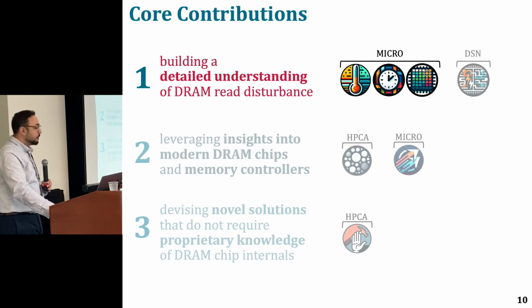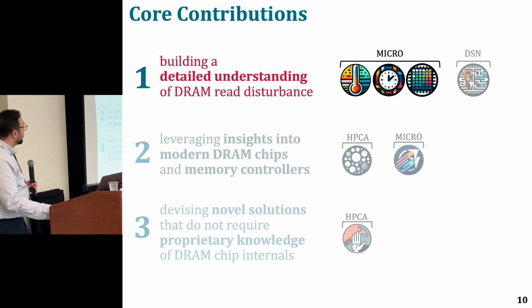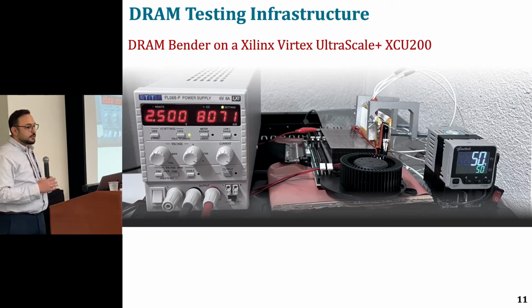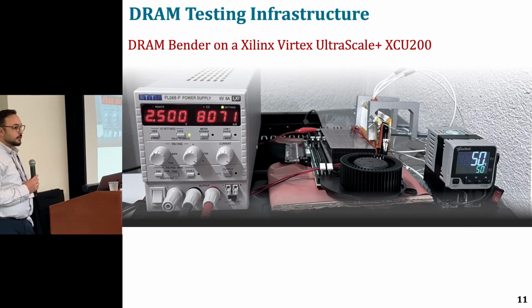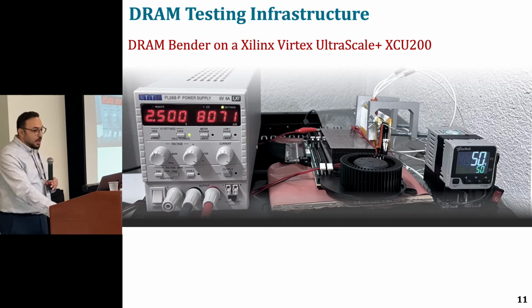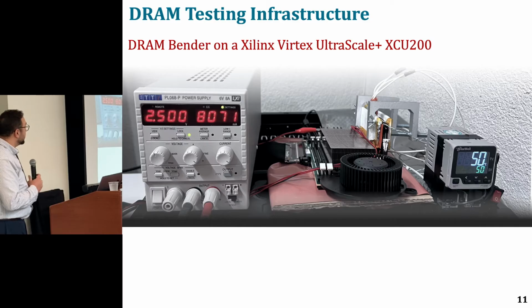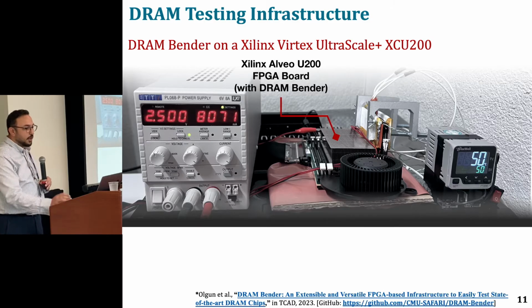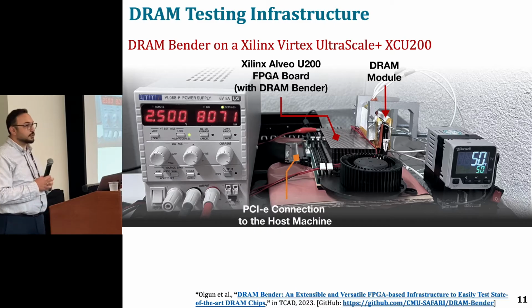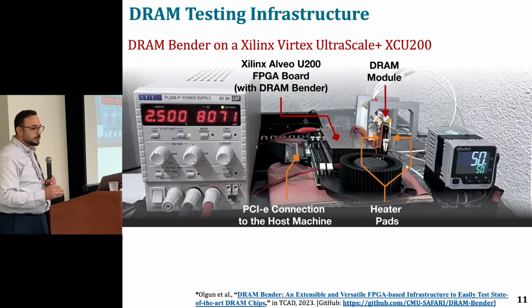Without further ado, I'll go with the first paper that's published in MICRO. In this study, we use the FPGA-based DRAM testing infrastructure, programmed with a design called DRAM Bender, which is open source, and on GitHub you can just use it. We plug a DRAM module into an FPGA board, and we have a PCIe connection to the host machine to run the test routines and analyze the experimental data.